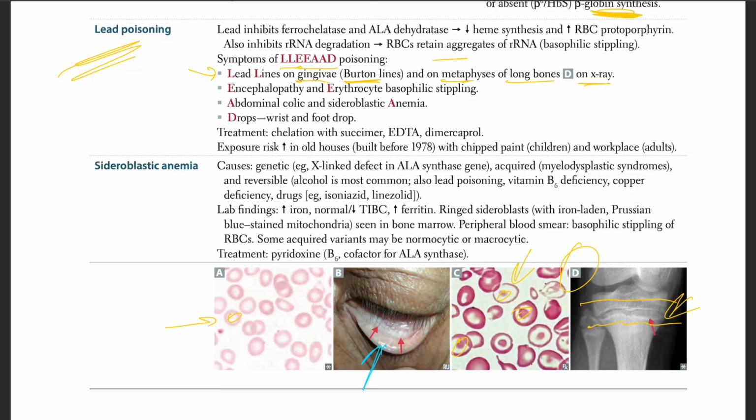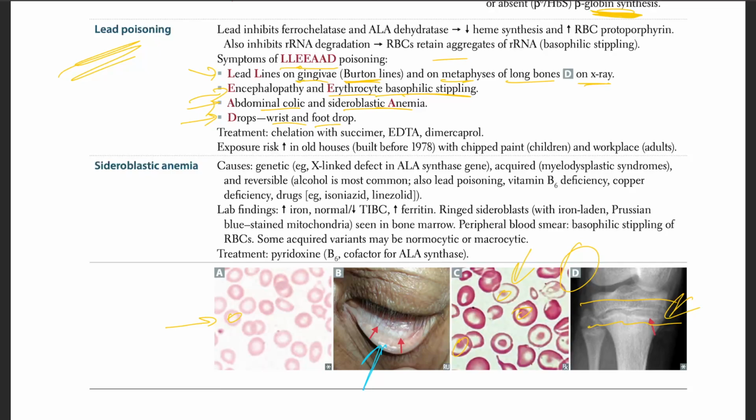LE for encephalopathies and erythrocyte basophilic stippling. A for abdominal colic and sideroblastic anemias. And D for drops. What drops? You have a wrist and a foot drop.